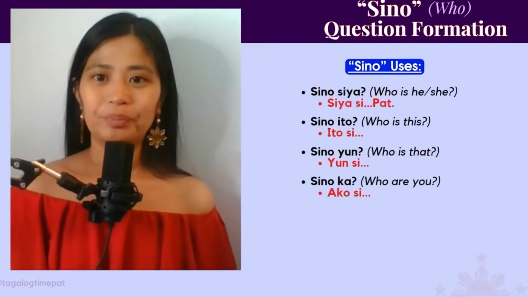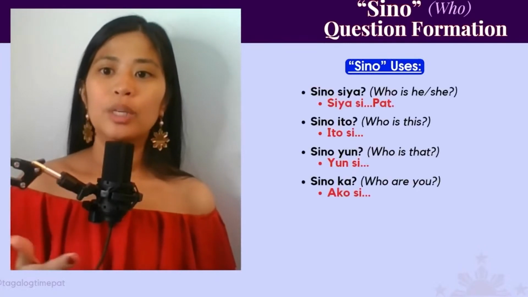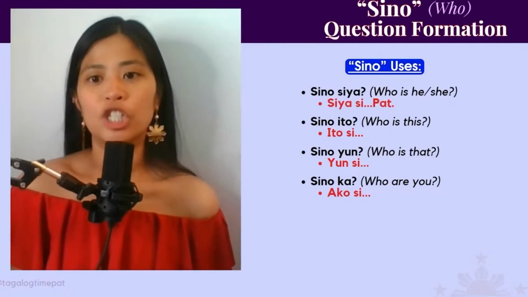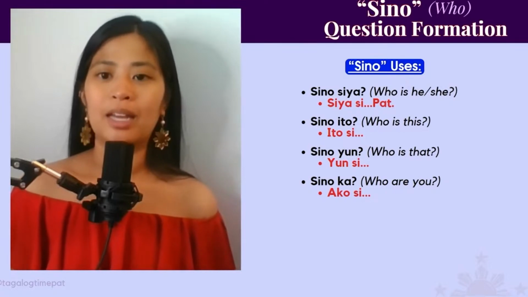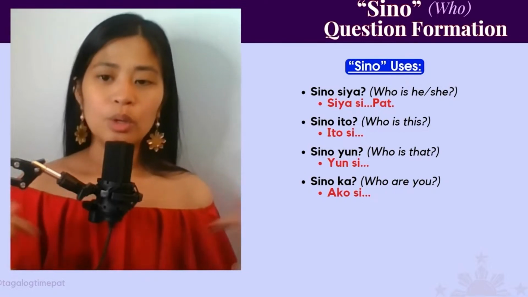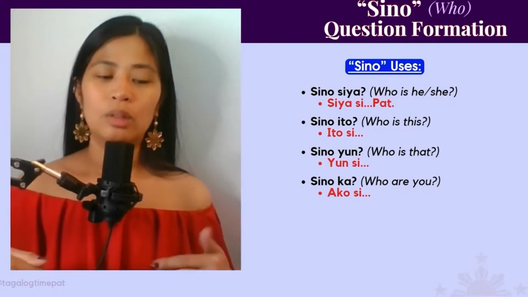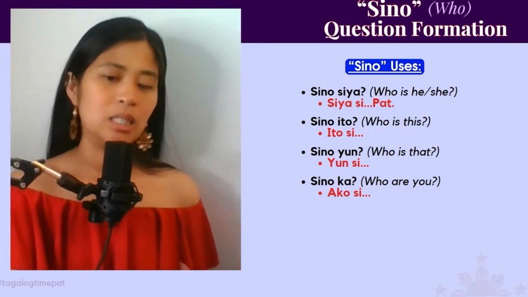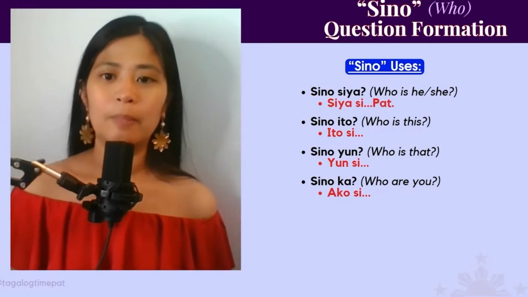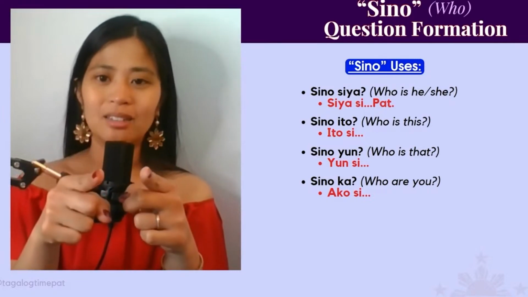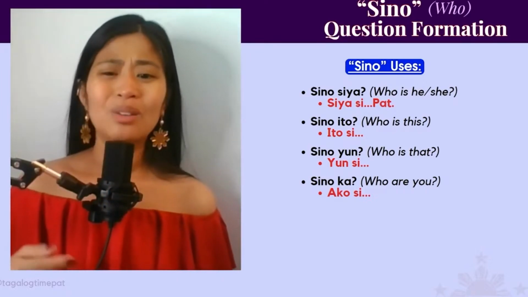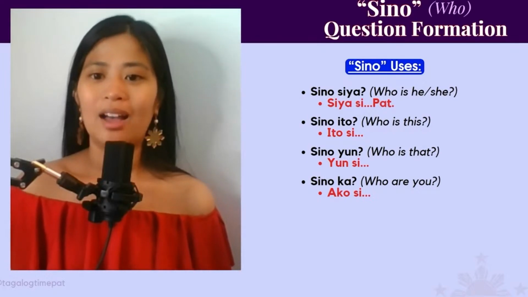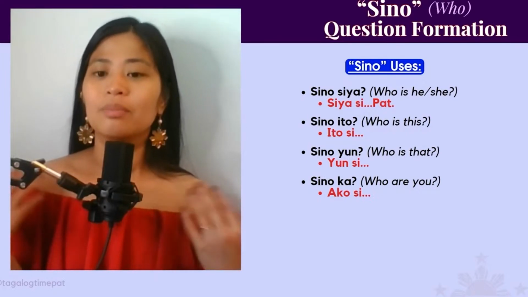Okay? Now here are other ways sino is used. Sino siya? Who is he? Who is she? Sino siya? The response, siya si Pat. She is Pat, or that is Pat. Sino ito? Who is this? Ito si Pat. This is Pat. Ito si blank. Sino yun? Who's that? Yun si Pat. That's Pat. Or sino ka? Who are you? The response, ako si Pat.